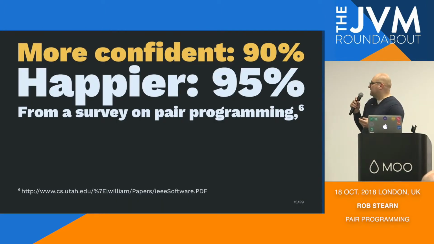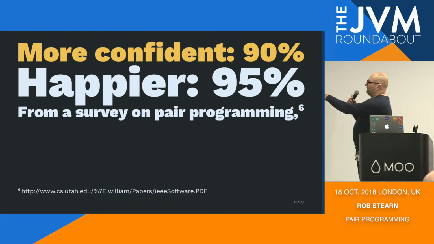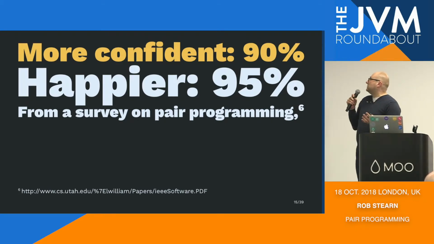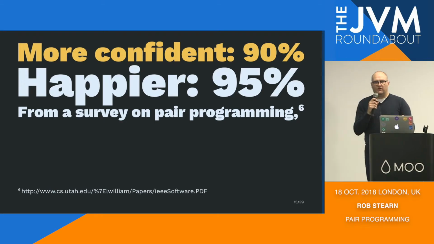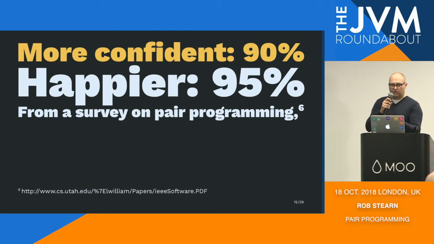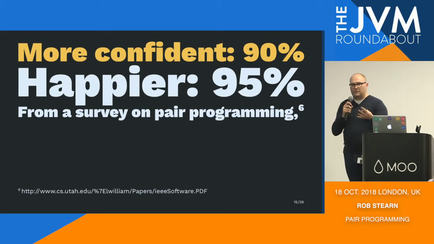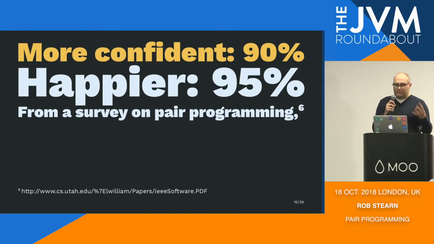Now from the people perspective, and I've linked to the PDF from this research, pair programmers as developers are 90% more confident and 95% happier in the work that they're doing, which I think is really an interesting stat, because I want the people in my team to be happier, right? I want them to be better people. And I think better people do better things.